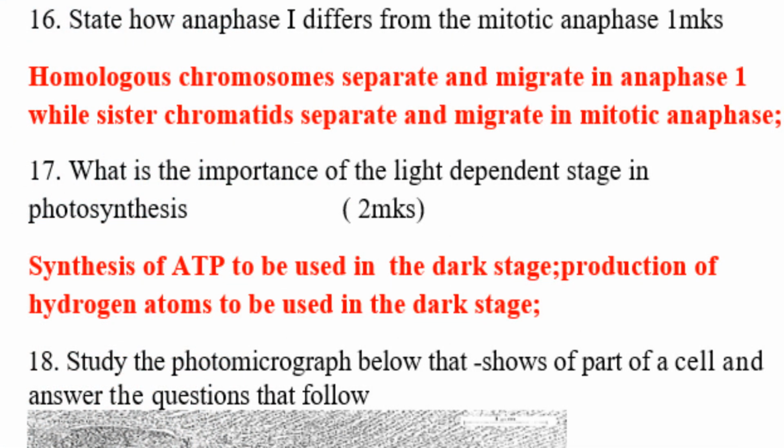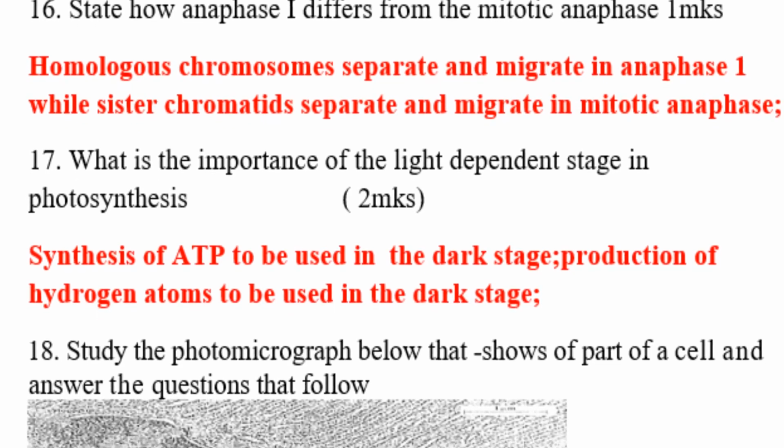Looking at number 17, what is the importance of the light dependent stage in photosynthesis? Synthesis of ATP to be used in the dark stage, production of hydrogen atoms to be used in the dark stage. Those are the importance of the light dependent stage.